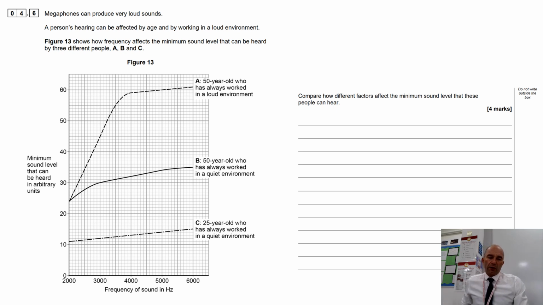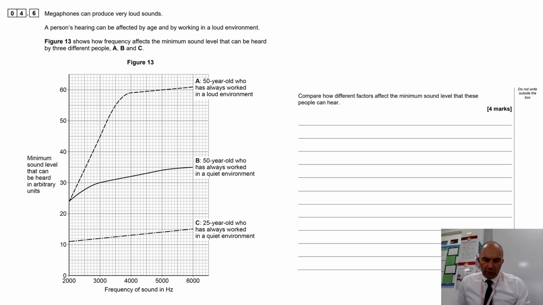Right, so next question. We've got megaphones can produce very loud sounds, and a person's hearing can be affected by age and by working in a loud environment. So figure 13 shows how the frequency affects the minimum sound level that can be heard by three different people. So we've got person A, B and C there. We need to be comparing how different factors affect the minimum sound level that these people can hear. And this is worth 4 marks.